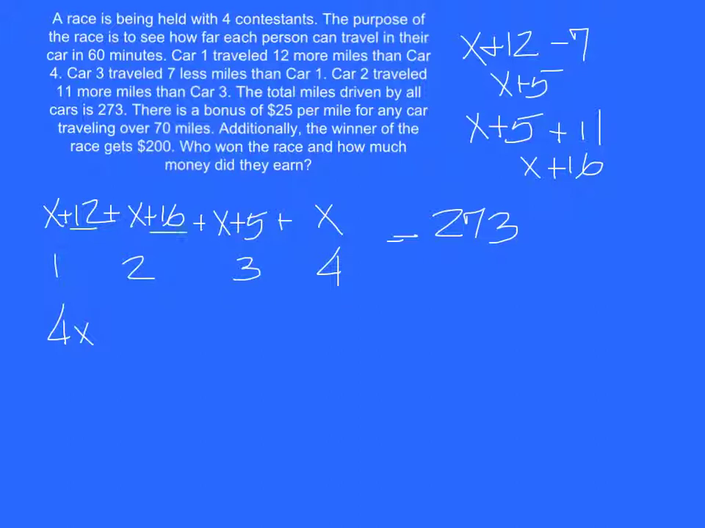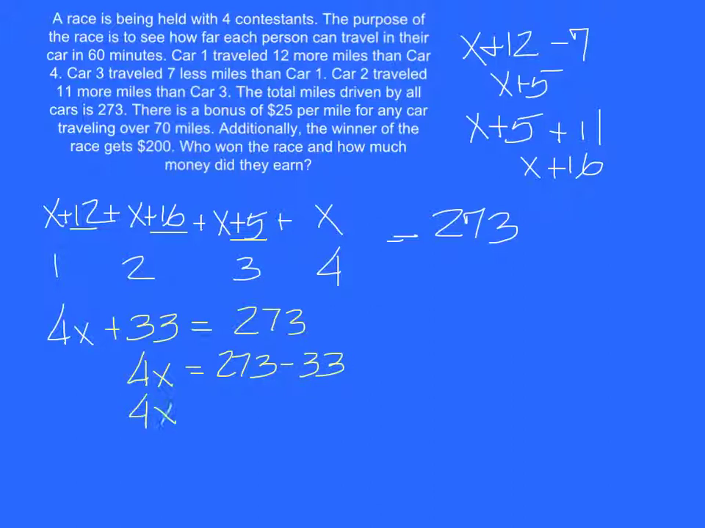What's 12 plus 16? 28 plus 5. 33. And what happens with the 33? Subtract it from 273. And what is 273 minus 33? 240. And do what to 240? And get what? 60.